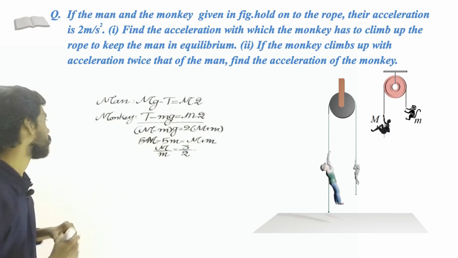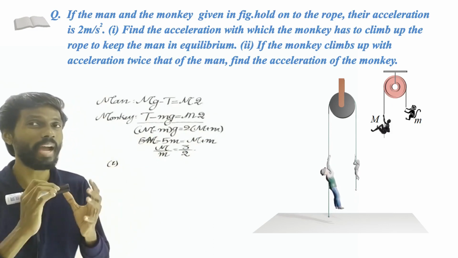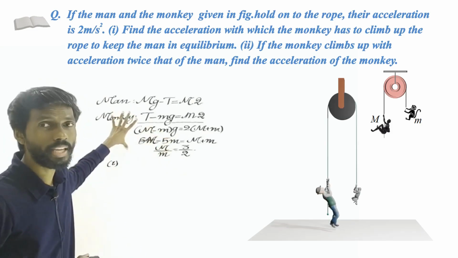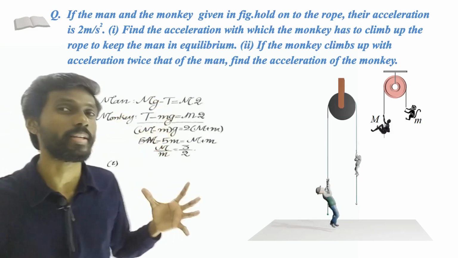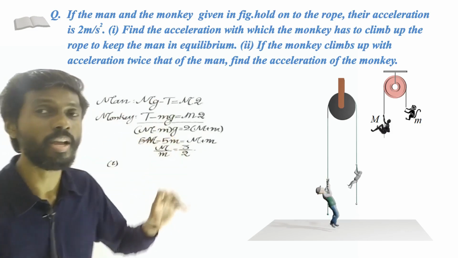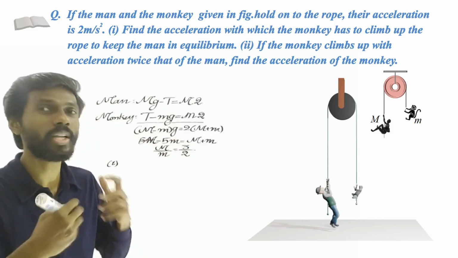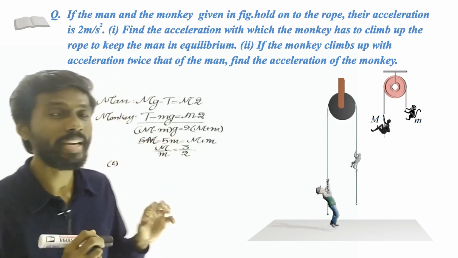In the second case, for the first question, we have to keep the man in equilibrium. In this case, the man was moving down with some acceleration, but now we have to keep the man in equilibrium, so he has to stay in the same position. For that, the monkey has to climb up with some acceleration. With what acceleration should it climb up so that the man is in equilibrium?